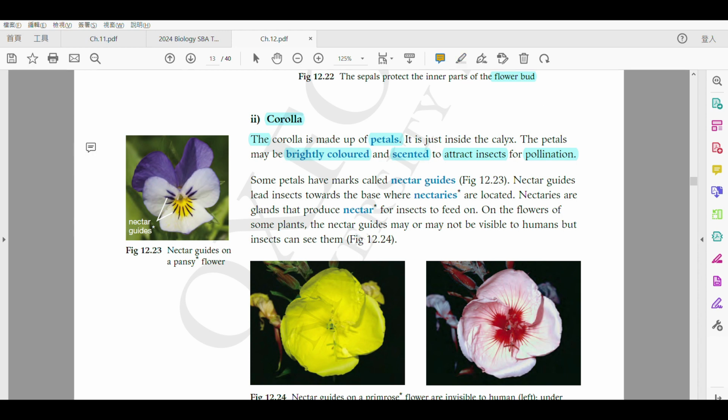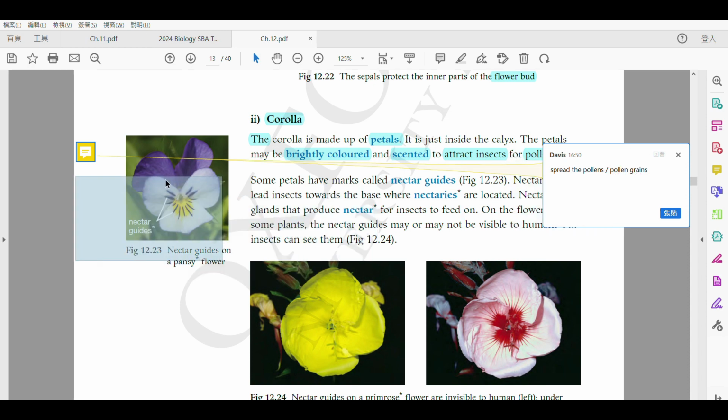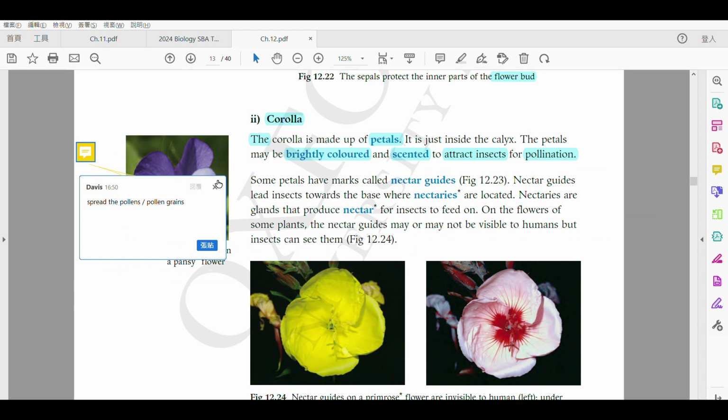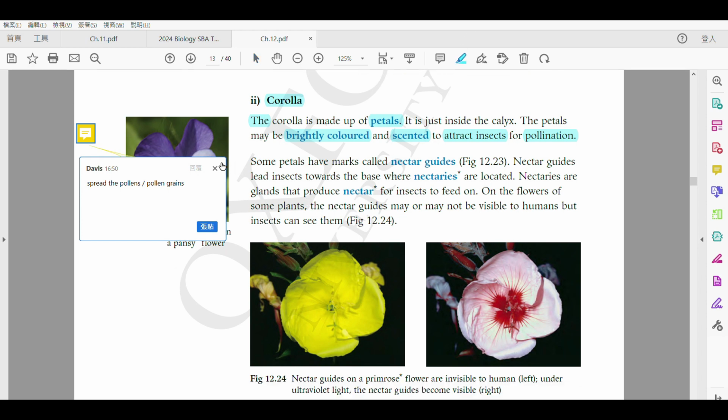Pollination is attracting insects to help them spread the pollen grains, or you can just say pollens. So this is the meaning of pollination. We'll talk about pollination later. Remember, not all flowers are brightly coloured and scented, because they have different types of pollination. Let's move on.